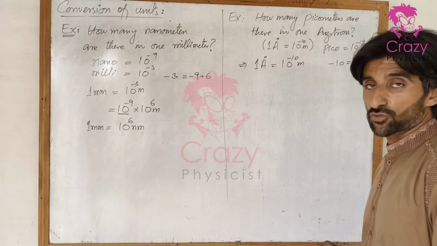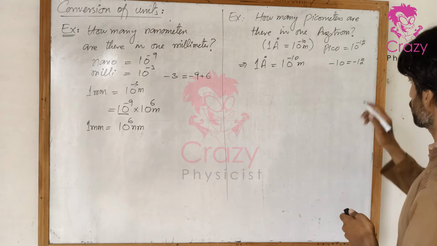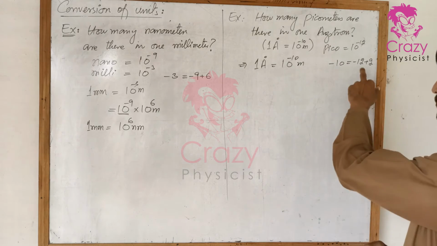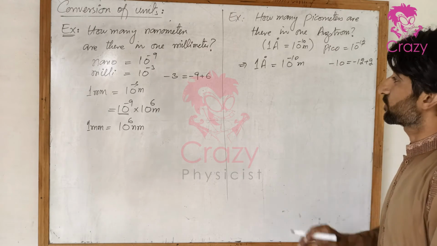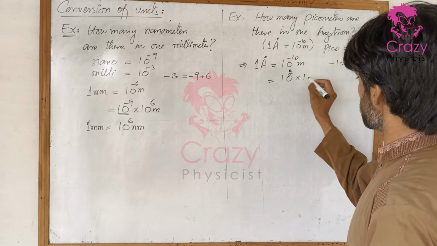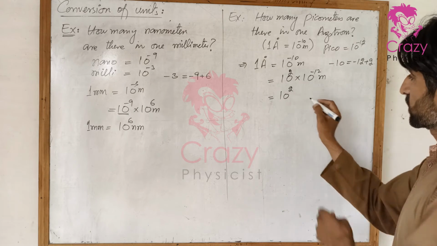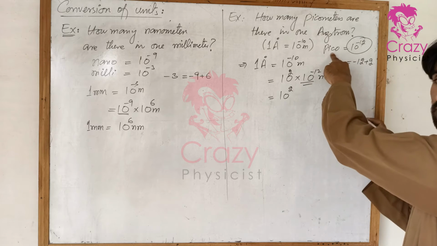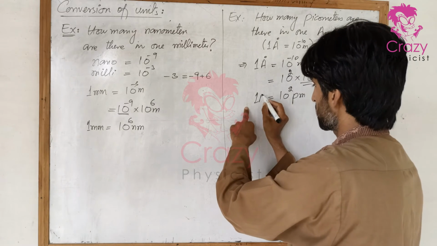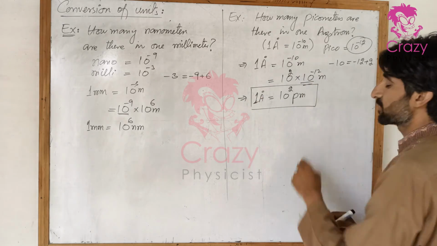So minus 10 will be split such that there must be a minus 12. The other term that should be written over here is what we add so that the result is minus 10. If I place 2 over here, then minus 12 plus 2 will give us minus 10. So replacing this value, 10 raised to the power 2 multiplied by 10 raised to the power minus 12 meter. Now look at this: 10 to the power minus 12 is the value of the pico, so I can write it as pm. Now 1 angstrom is easily expressed in terms of the pico.